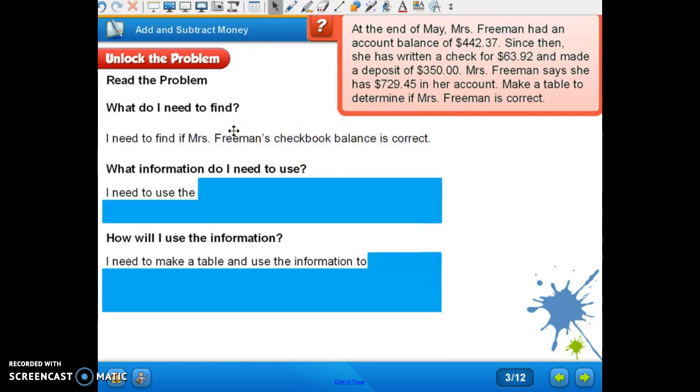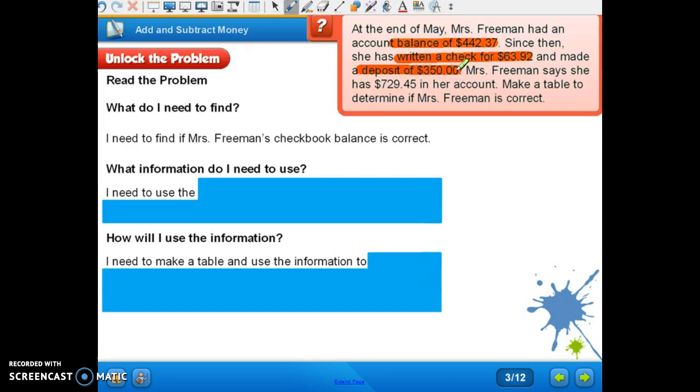Okay, the next question is, what information do I need to use? What will you need to know? She has an account balance of $442. Okay, so her starting balance. And then what did she do? She wrote a check for $63.92. And she made a deposit.